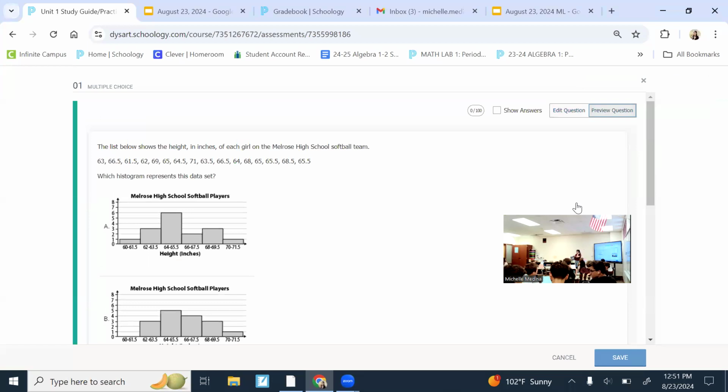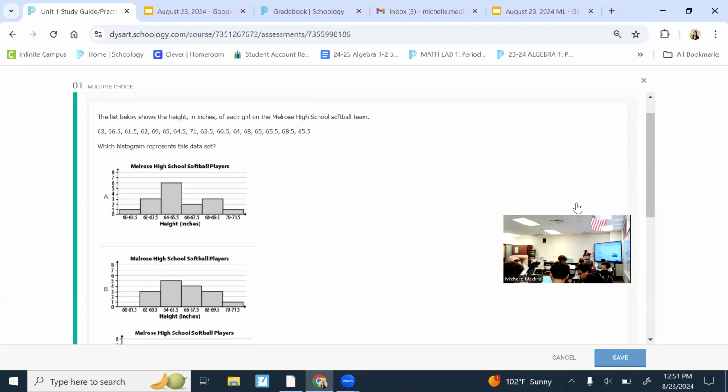Help with number 1 on the study guide. Here it is. The list below shows the height in inches of each girl on this high school softball team. It gives you the raw data here, and then it says which histogram represents this data set. So, a few things you need to remember about histograms. What's special about histograms?